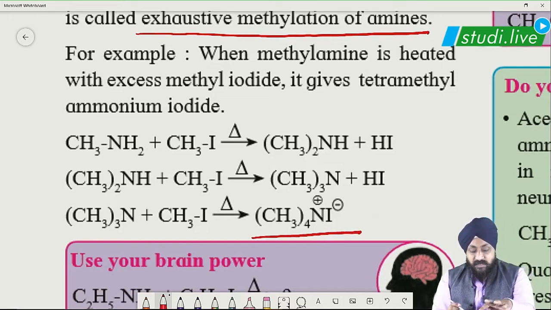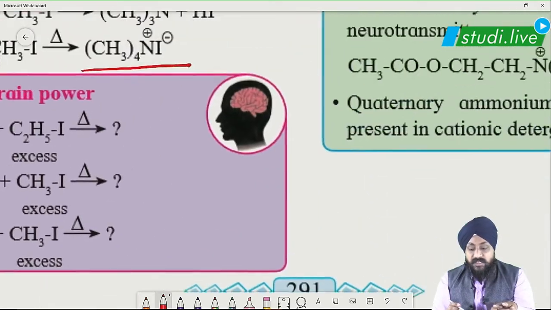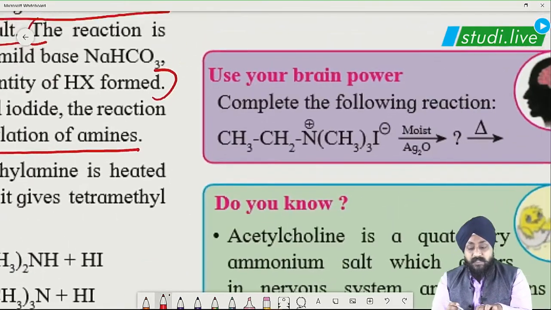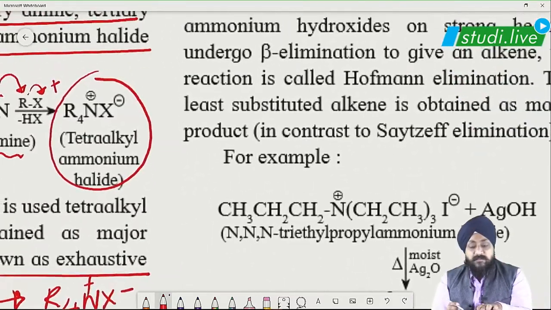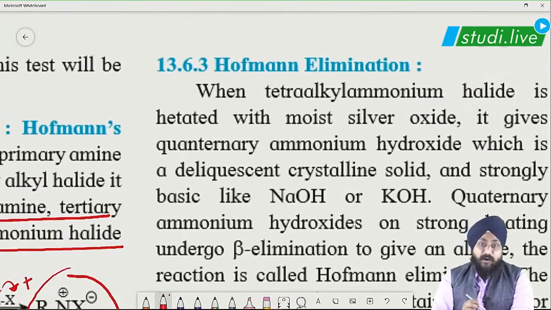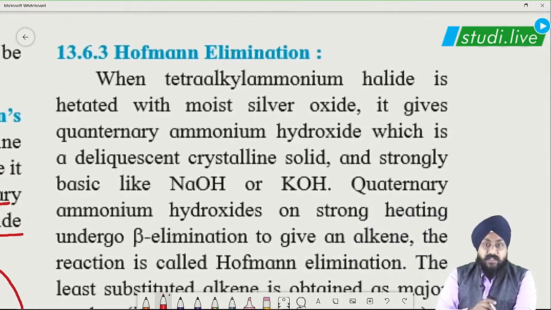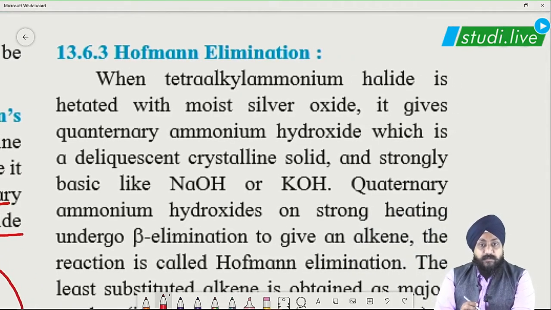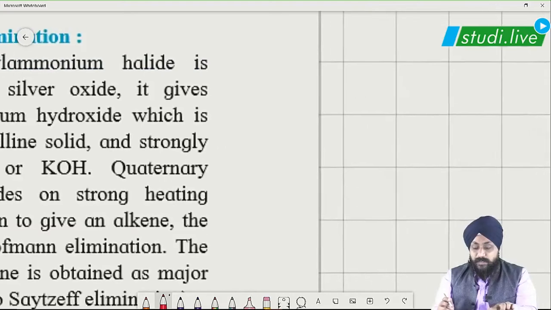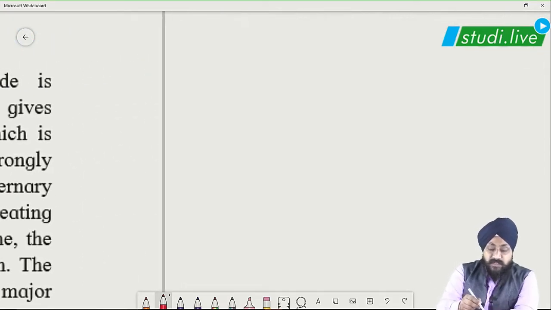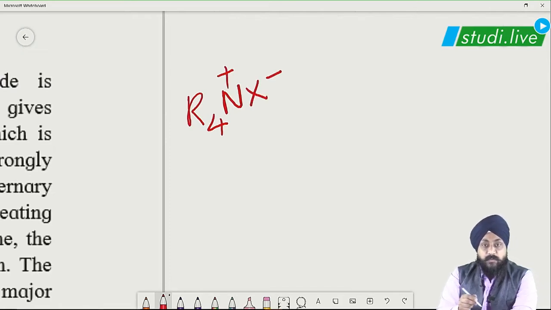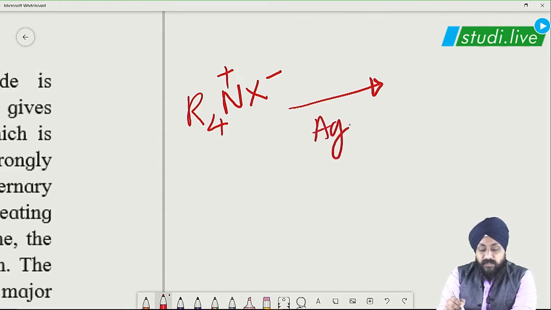Yes students, now the next part is Hoffman's elimination reaction. Now what happens with this Hoffman's elimination reaction? Students, you will be taking R4N+ X−. Now you treat it with AgOH, the aqueous one.